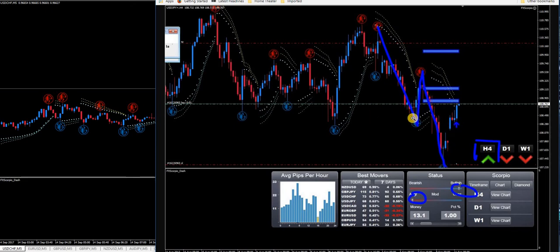There's the arrow there. We had the Scorpions taking a step down. This is an aggressive trade because there's only one green arrow pointing up.